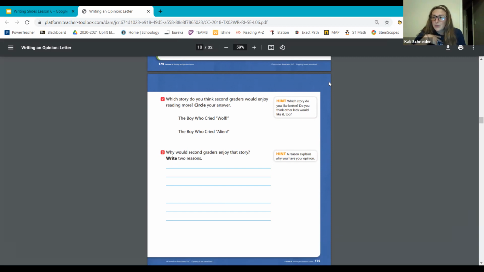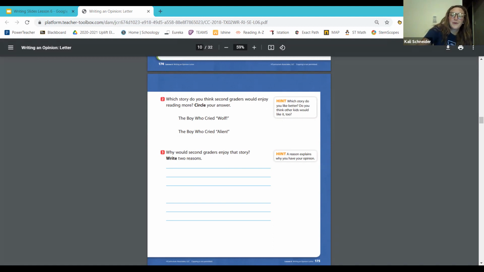You just need to make sure that you are supporting your answers with text evidence and real good reasons, okay? So which story do you think second graders would enjoy reading more? Circle your answer. So which story do you like better? Do you think other kids would like it too? Well, personally myself, I really liked The Boy Who Cried Alien. So I'm gonna go ahead and look. My opinion is The Boy Who Cried Alien.